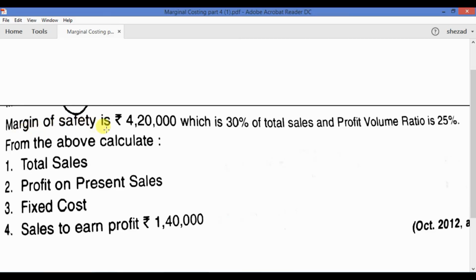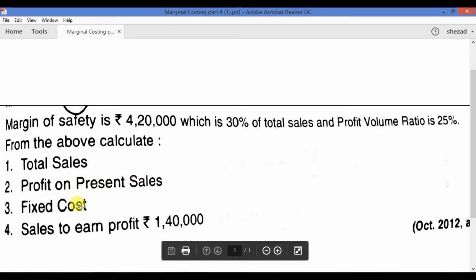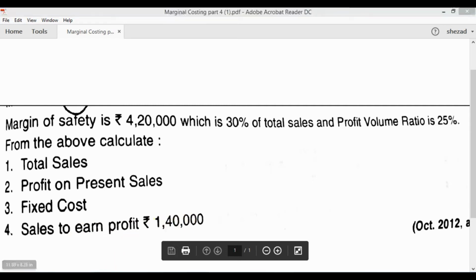The margin of safety is 4 lakh 20, which is 30% of the total sales, and the profit volume ratio is 25%. From the above, calculate the total sales, the profit on the present sales, the fixed cost, and the sales to earn a profit of 1 lakh 40. So I am going to this particular sum, which will be the second sum.